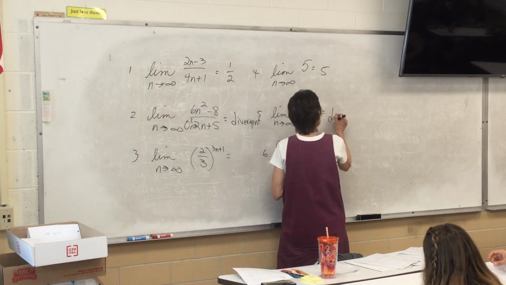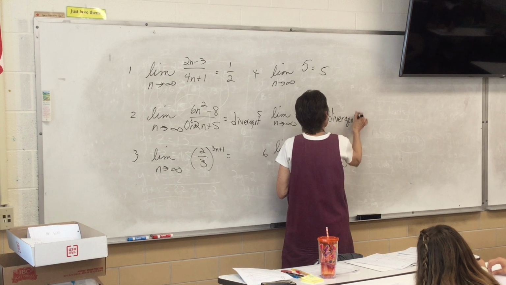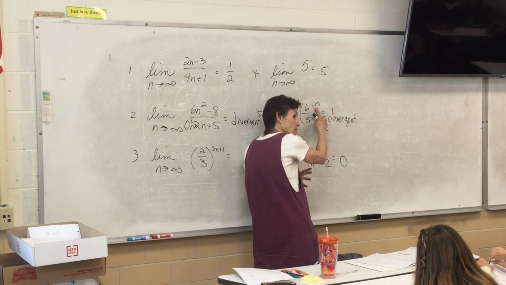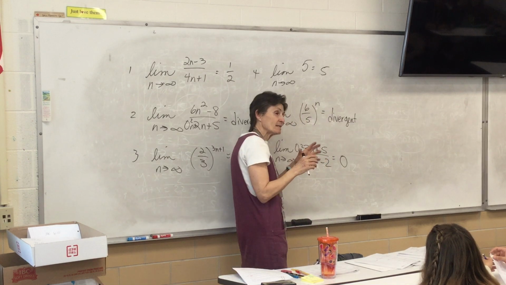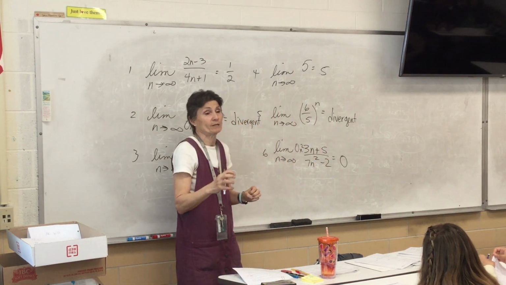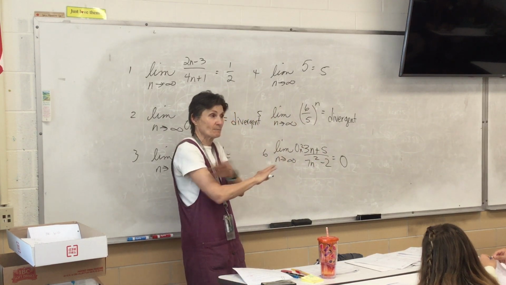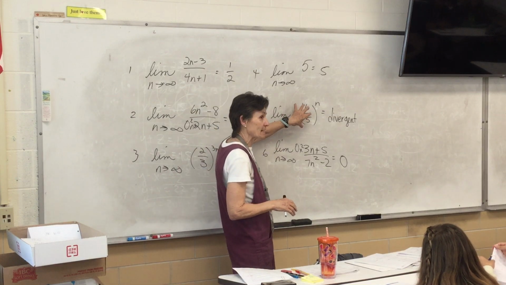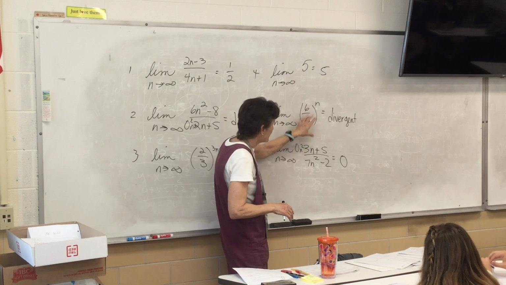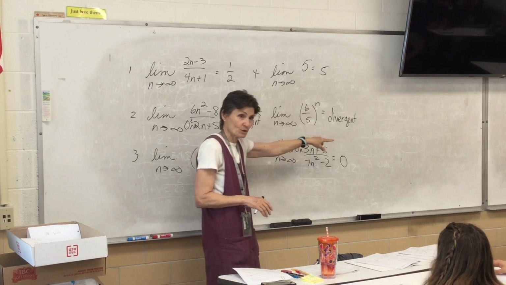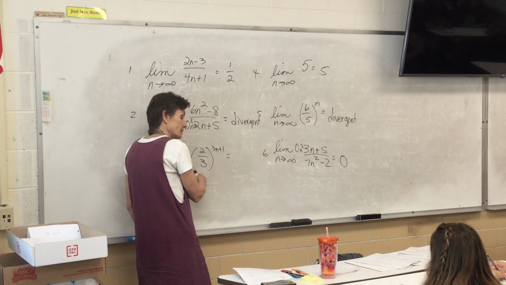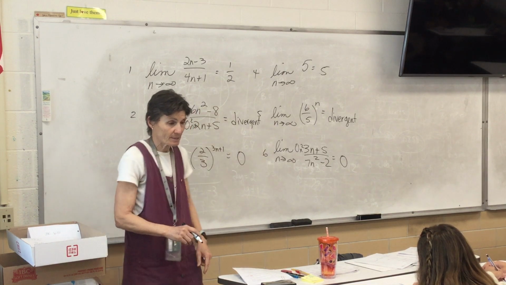Exactly. So this one's divergent because when you have a number raised to a power, the limit is always going to be either 0 or divergent. Those are the only two possible answers for a problem that looks like this. If the number that you're raising to the power is more than 1, it's divergent. If the number is less than 1, then the answer is 0.